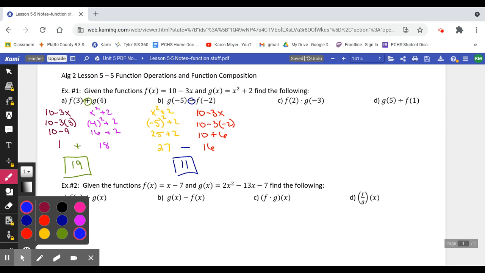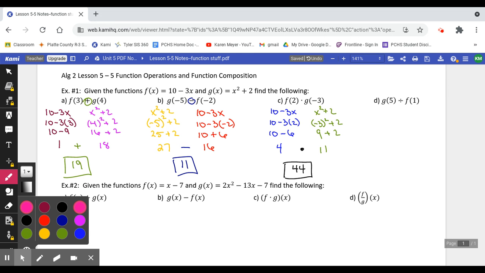Moving on to multiplication. For f, I got 10 minus 3x, plug in 2. So 10 minus 3 times 2, which is 6, and 10 minus 6 is 4. G function, x squared plus 2, so plug in negative 3. So negative 3 squared is 9. 9 plus 2 is 11. And we're going to multiply these, so 4 times 11 is 44.